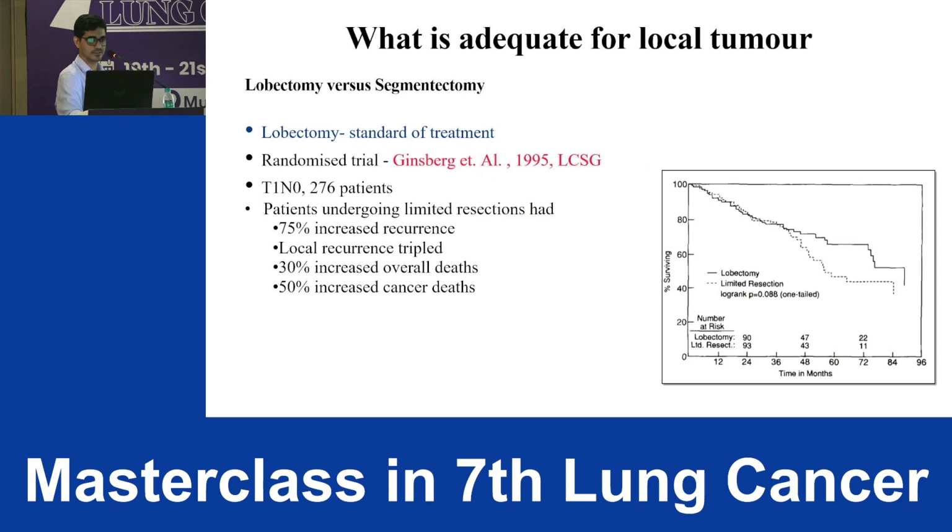Now we have decided that we need to operate. We have discussed the approach also. Now what is the ideal extent of surgery for an early stage lung cancer? To operate, we need to take care of T as well as N stage.